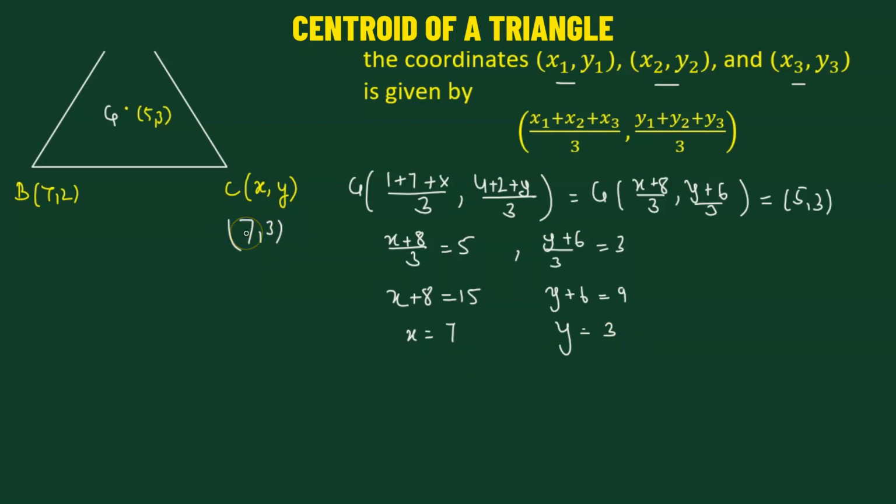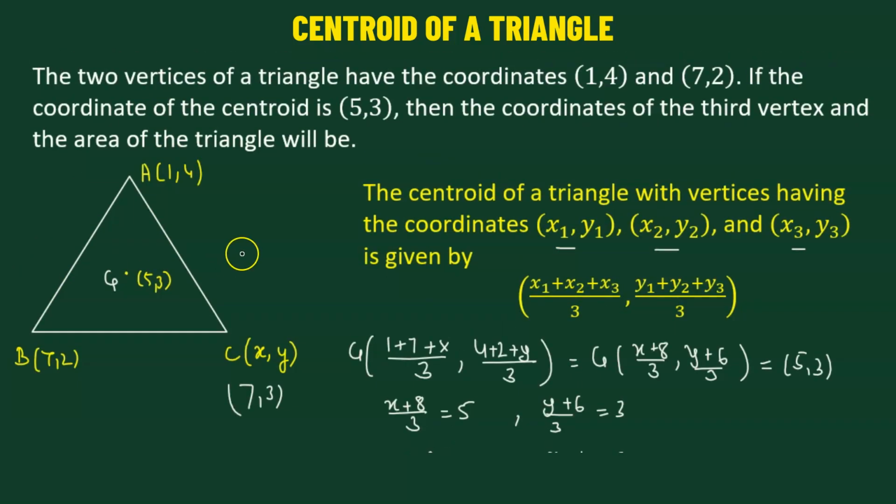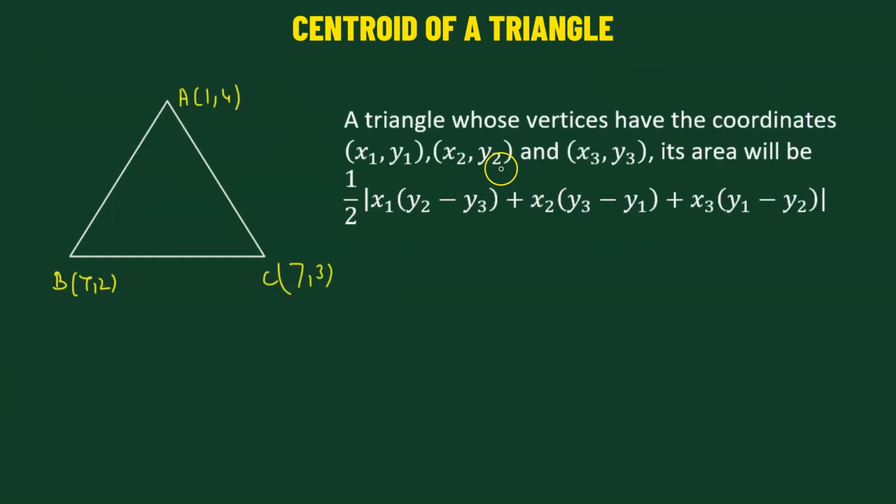So now we have the information regarding the third coordinate, or we can say that we have the coordinates of all the three vertices of the triangle. So our next task will be to obtain the area of the triangle. So let's do that. If we have a triangle having the vertices x1, y1, x2, y2, and x3, y3, then its area is given by the formula half times the absolute value of x1 multiplied by (y2 minus y3) plus x2 times (y3 minus y1) plus x3 times (y1 minus y2).